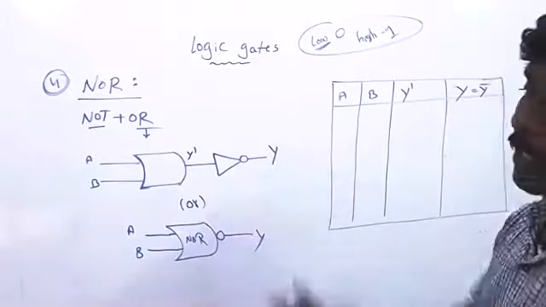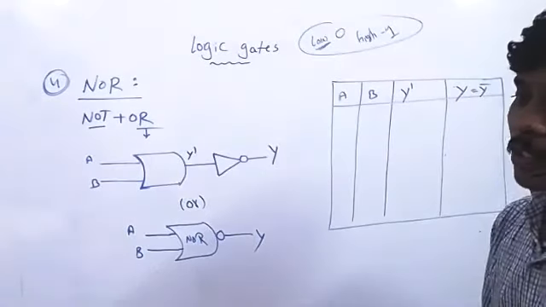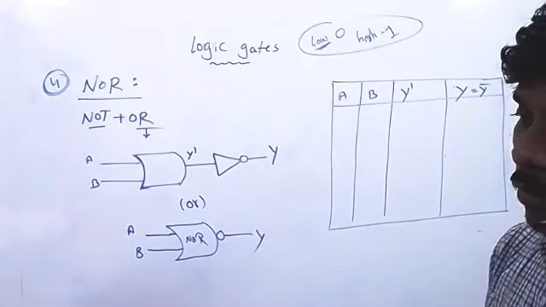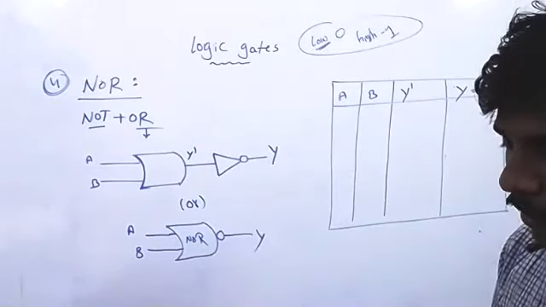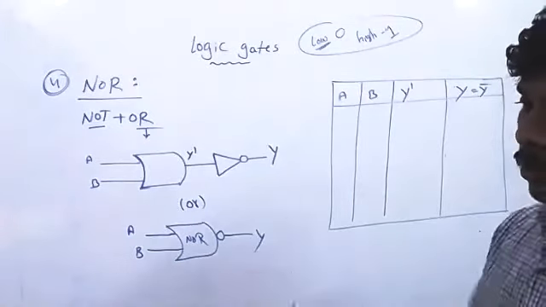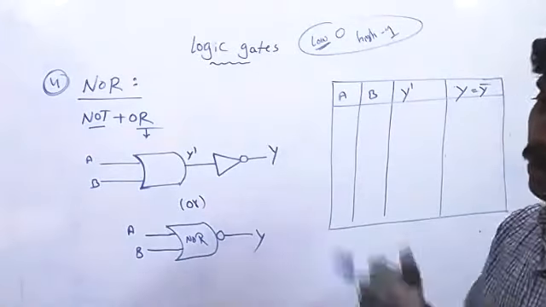We know the NOT gate. What will happen? What is the NOT gate? If input is high, output will be low. Input is low, output is high. That is what the NOT gate does.